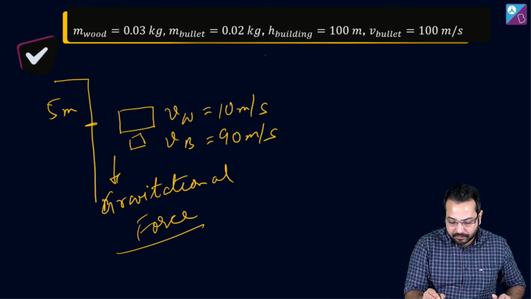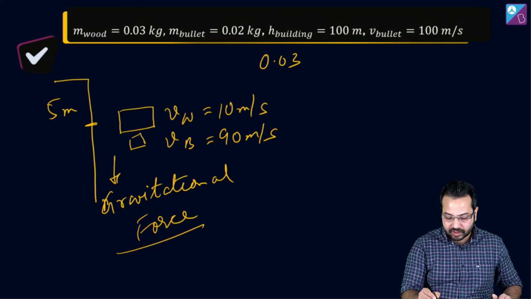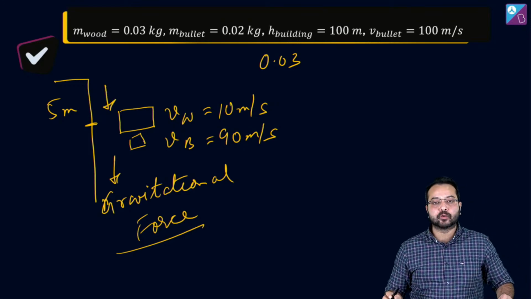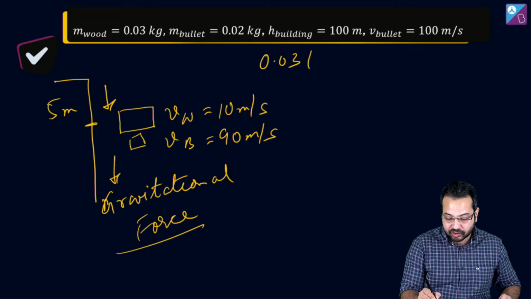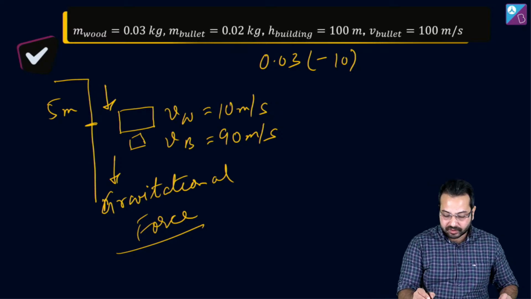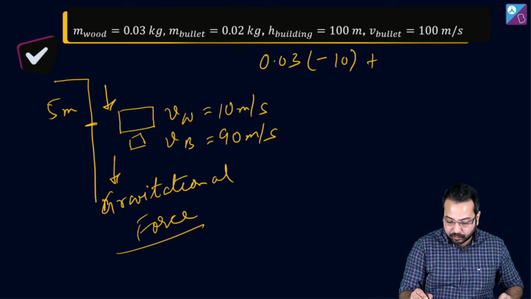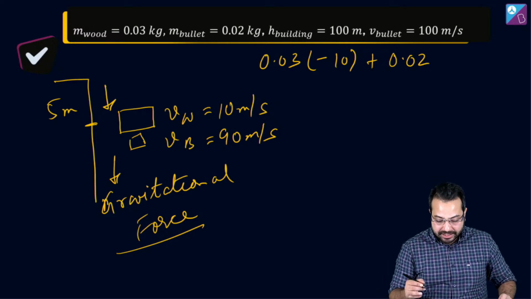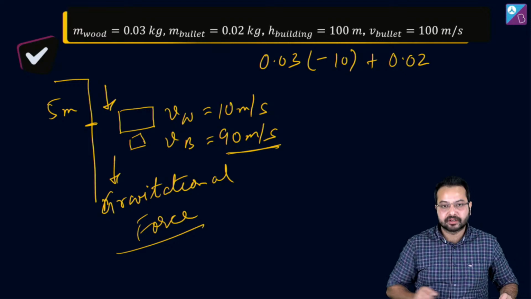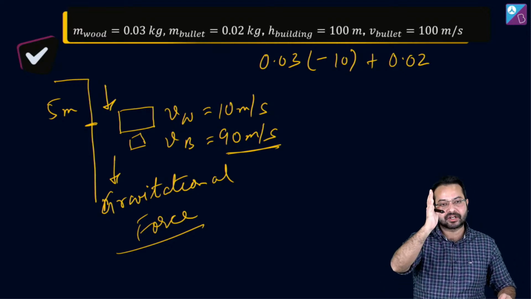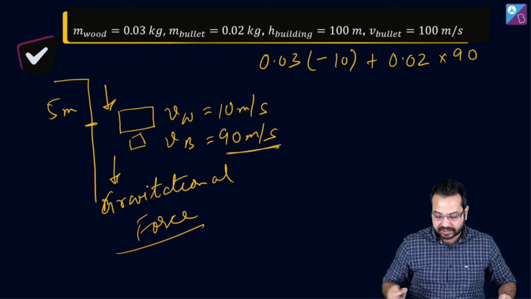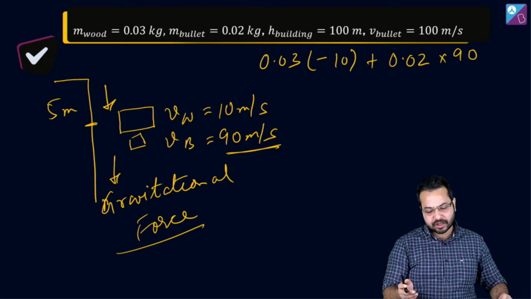The mass of the wood is 0.03 kg, multiplied by the velocity of the wood. The velocity of the wood is downwards, so I'm going to take it as negative: minus 10. Plus the mass of the bullet, 0.02 kg, multiplied by the velocity, 90 meters per second. It is in the upward direction, and I'm taking upward as positive, so this becomes 90. Simple conservation of linear momentum.